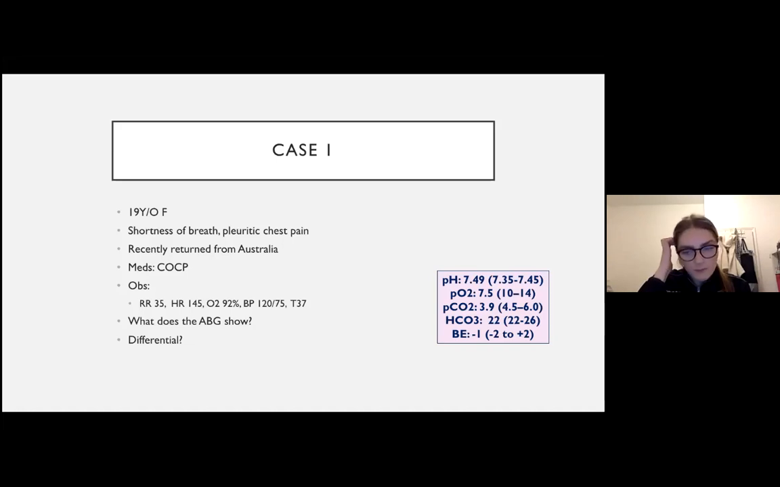So it's actually a respiratory alkalosis because the CO2 is low. Does that make sense? Yeah, I agree.